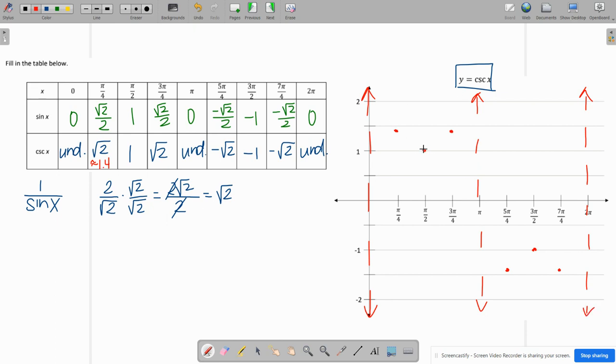So the way that these connect is that this is going to basically curve up and open up. It looks kind of like a parabola that opens up. And then down here, it's going to look like a parabola that's opening down. And both of these ends approach but never cross these vertical asymptotes. So this is the graph of the cosecant function.